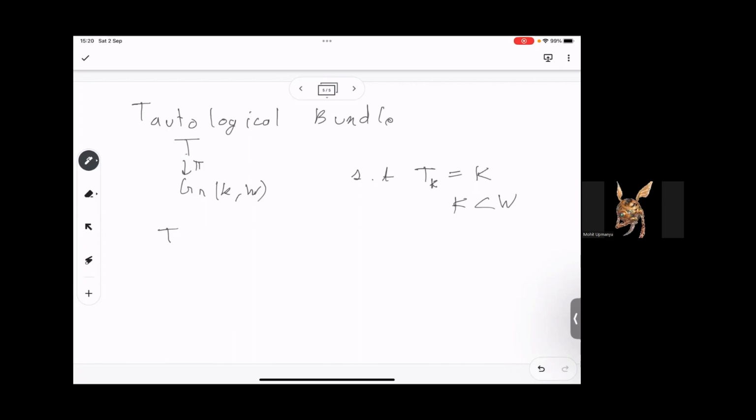The definition of T is therefore just, by definition, the set of pairs (K, P) belonging to Grassmannian Gr(k, W) cross W such that P belongs to K, right? And the map to the Grassmannian that we take is just the first projection.